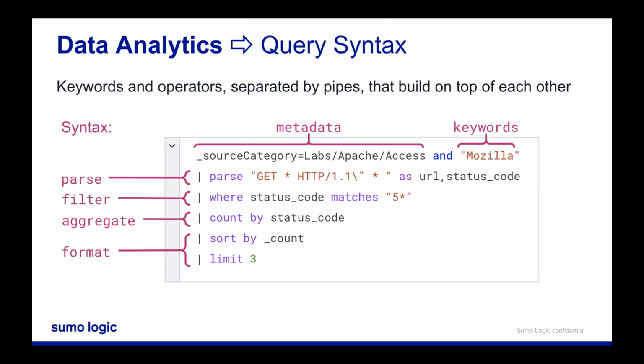Question, couldn't we just parse the Mozilla? If you search for Mozilla without the metadata tag, you will find Mozilla anywhere in any of the sources. So basically on the source category, we limit our results by Mozilla and then we further parse it, because we can also just parse Mozilla after looking in labs Apache Access too, right? You could, that's true. You could parse it out there too. Would it be slower? Not necessarily. Okay, I was just curious. Thank you.